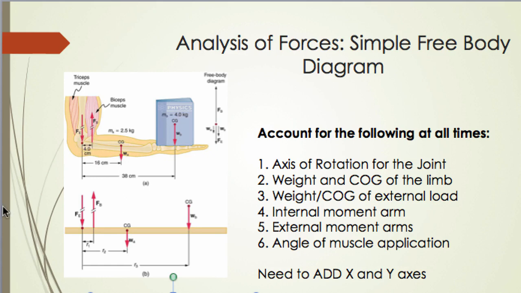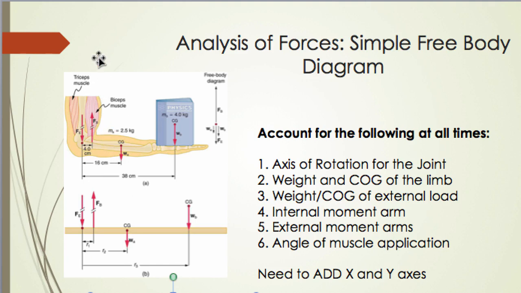Then we look at our external moment arms. Well, we know our external moment arm has to be figured for 2 components, our forearm and hand component and our external weight component, right? So there we put it here and there we put it here. And then we need to figure out the angle of muscle application. So in this instance, it is 90 degrees. That's the degree of the forearm, okay?